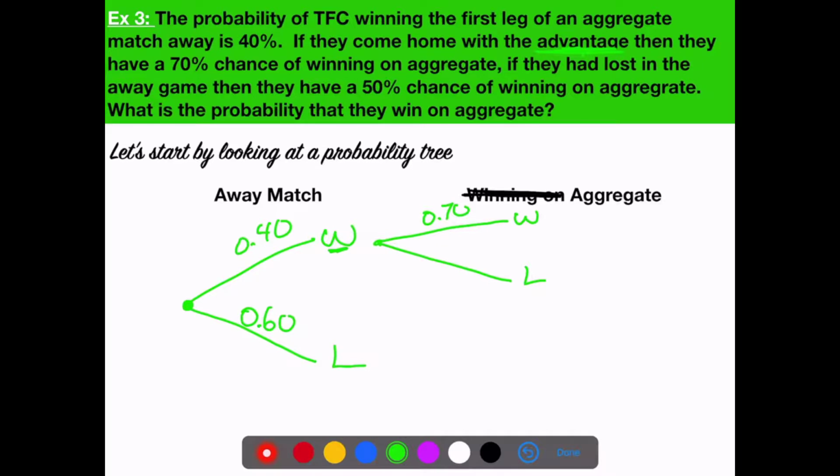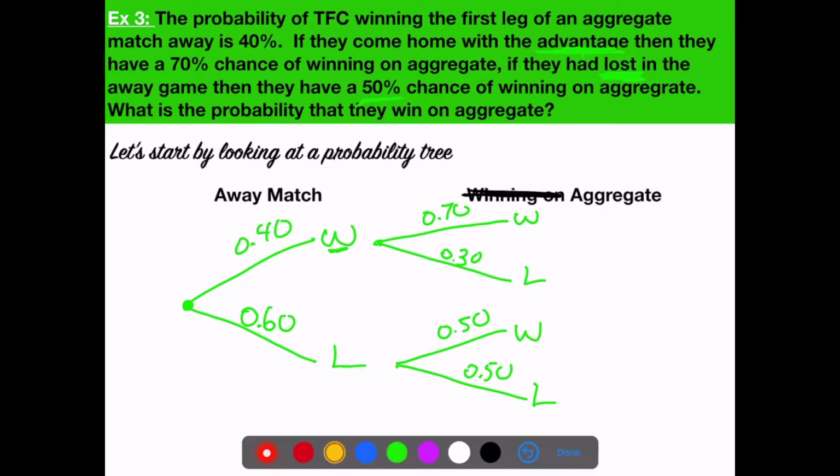This is one particular piece to the puzzle. So then this has to equal 30%. Okay. If they lost, they still play the second game. They're still going to try and win on aggregate. That could still happen, but they could also lose on aggregate. So what's the probability they win on aggregate after they lose? So if they had lost, they only have a 50% chance. So this is going to be 50. This piece down here also has to be 50 then to total to 100.